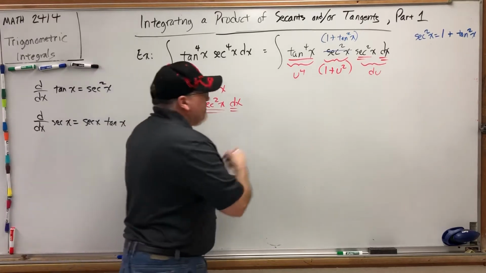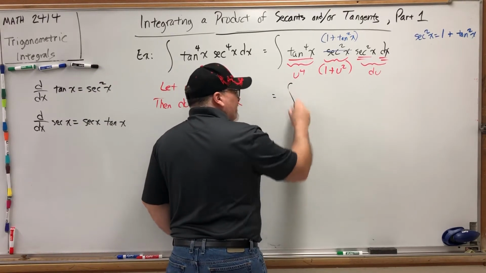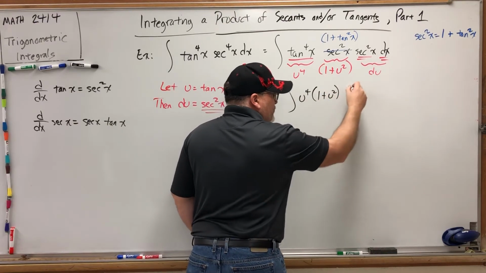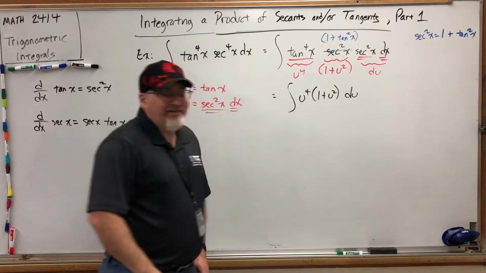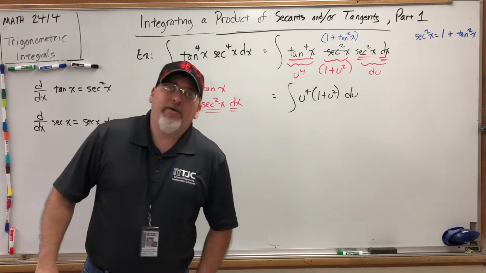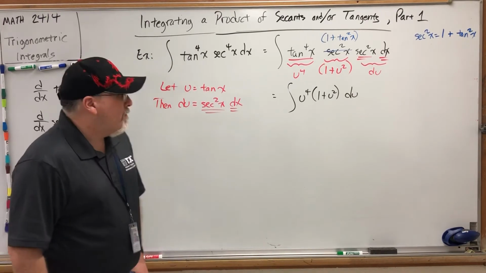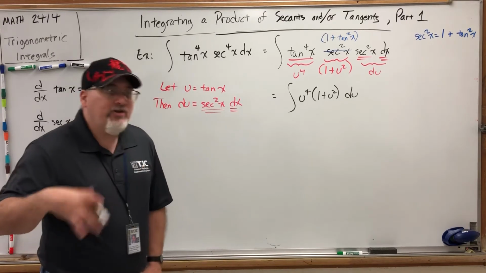At this point, I think you can see that this is just a matter of doing it now. We have the integral of u to the 4th times 1 plus u squared times du. That's the integral of a product. We don't integrate products unless we do integration by parts and change it to something else. But if you have a product and can get rid of it, do it.